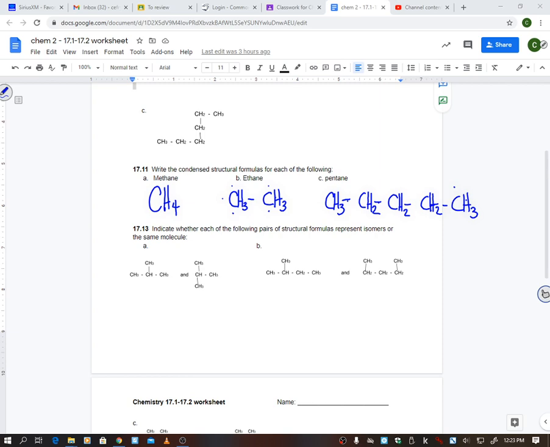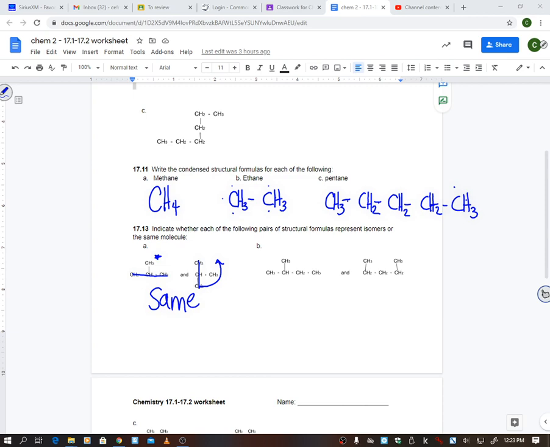All right, number 17.13, indicate whether each of the following pairs of structural formulas represent isomers or the same molecule. Remember, isomers have the same molecular formula. It looks the same when you just look at carbon and hydrogen numbers, but it is a different molecule. So if you look at this one, that's pent, that's pent. Look, if I just rotated this one around this way, it would look the exact same as this. So these are the same.